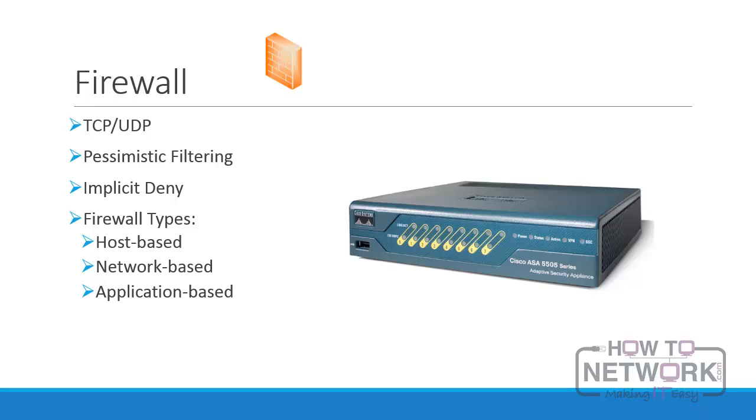A firewall will examine traffic at layer 4. It is concerned with two protocols, TCP and UDP. The firewall is usually configured using pessimistic filtering. This means that all 65,536 TCP ports and all 65,536 UDP ports are blocked. Then the traffic that is desired is permitted. This implicit deny ensures that only traffic that is explicitly allowed will be passed into your network.